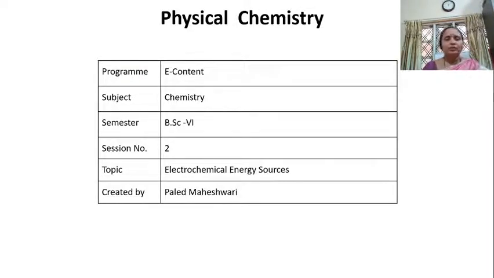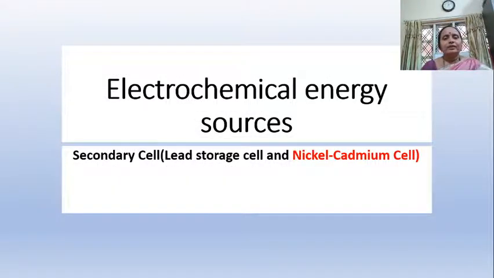Hello students, we shall go on to the second class under electrochemical energy sources. This is going to be under the teaching content. In today's class, we are going to study secondary cells, and under secondary cells we are going to study the nickel cadmium cell. In the last class under electrochemical energy sources, we had studied what is a primary cell and what is a secondary cell, and in secondary cell we had studied the lead storage cell. So in today's class we are going to study the nickel cadmium cell.